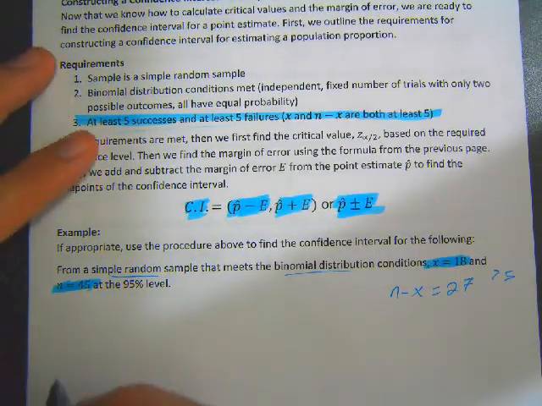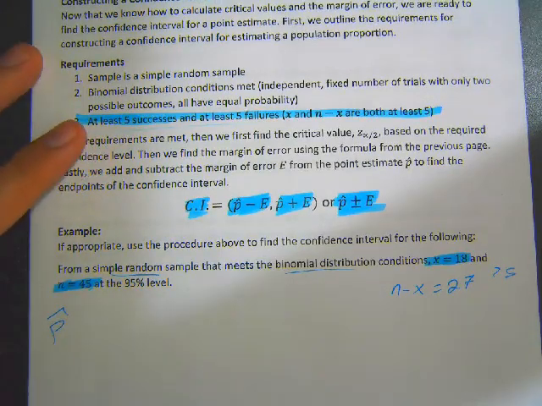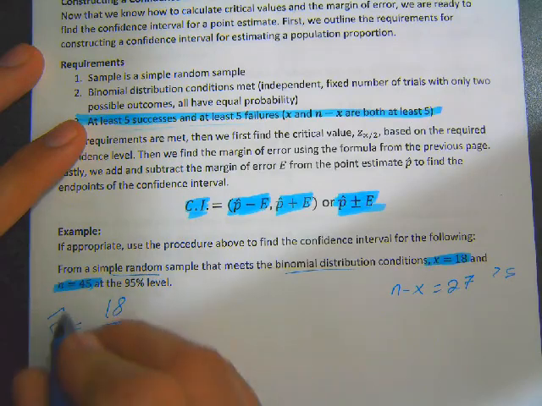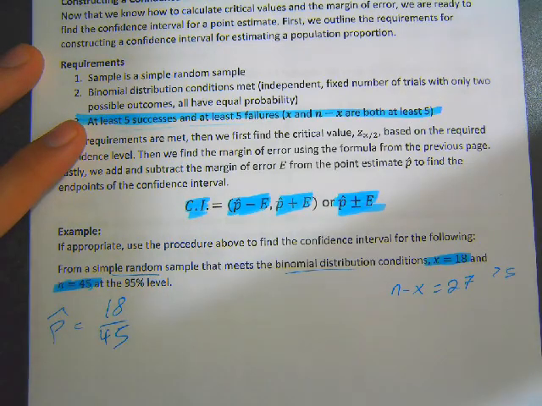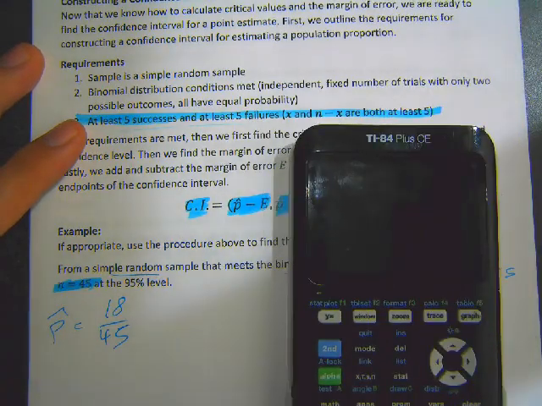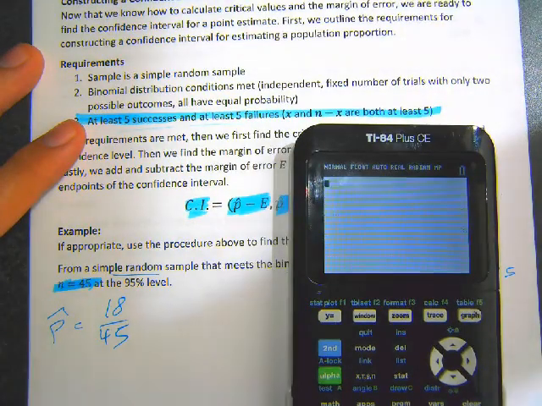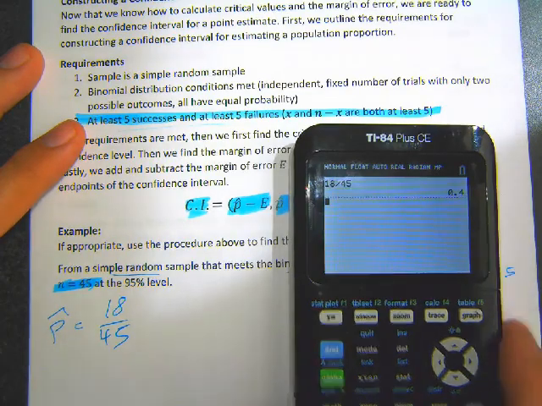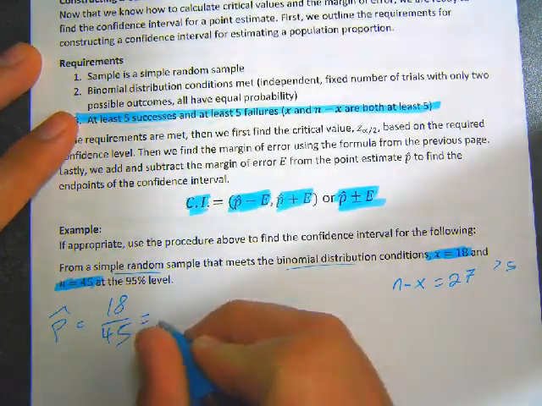Okay, first off, find our p-hat, because that's our point estimate. Remember, p-hat is always x, which is 18, divided by n, which is 45. So divide those to get our point estimate. This is just our estimate based on our sample. Our sample, 18 divided by 45, tells us it's about 40%. So 0.4.